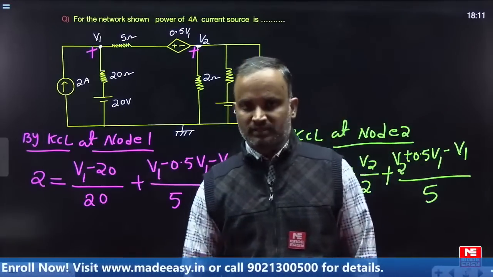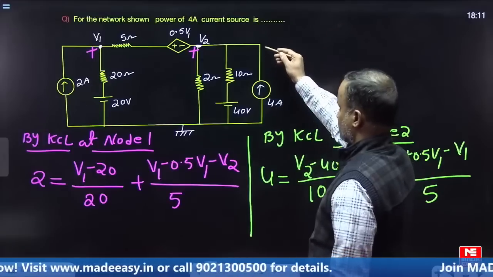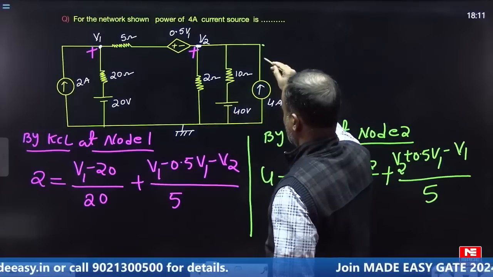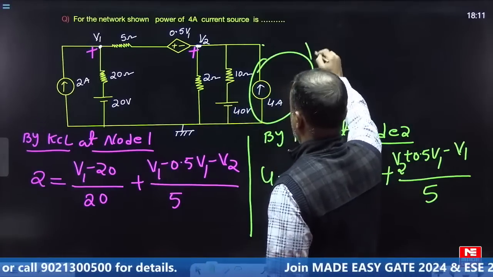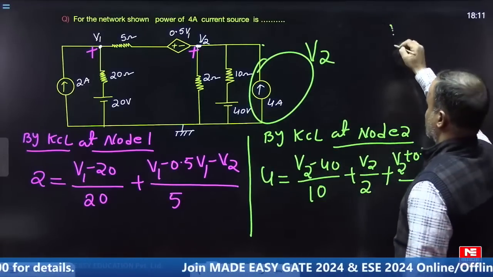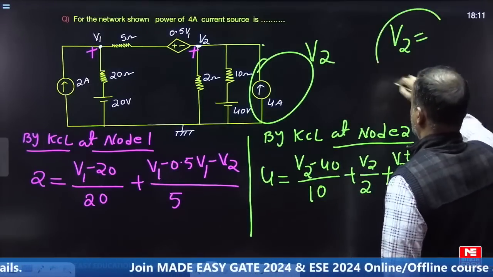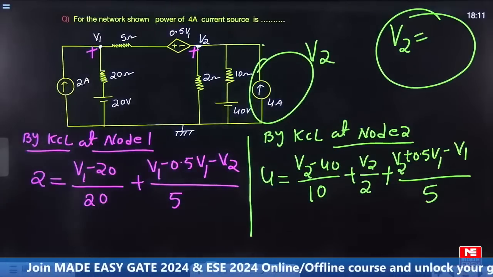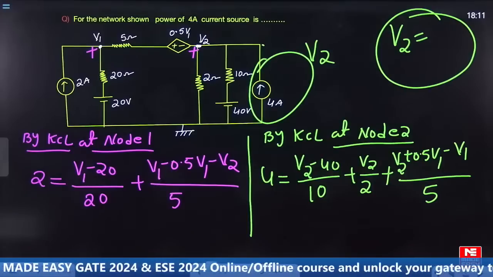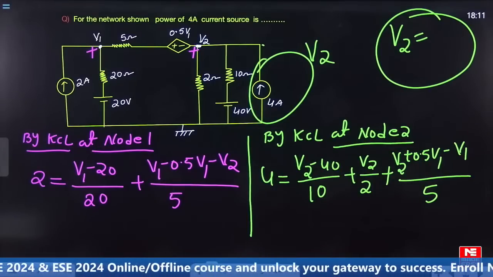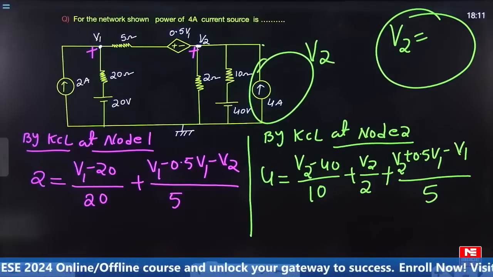Our requirement is the power corresponding to the current source. Can I say that the voltage of the current source and the voltage of this one are the same? That means the voltage of the current source is V2. By solving these equations, first can you find the V2 value? Do it, I gave all the hints. Can you solve the equations? Find the V2 value.